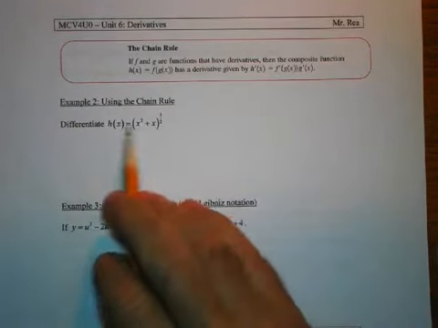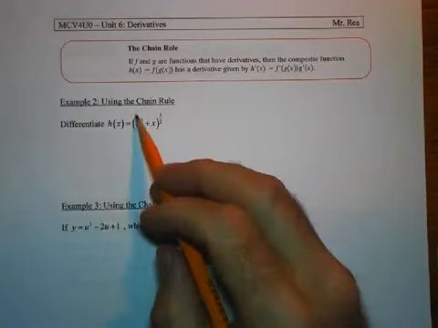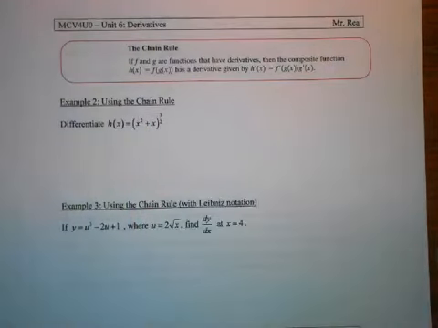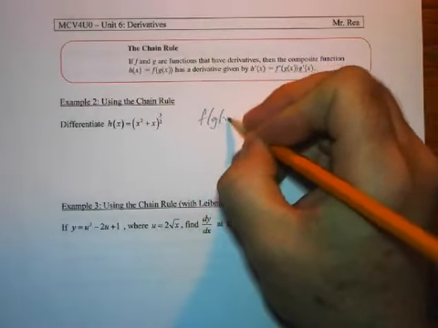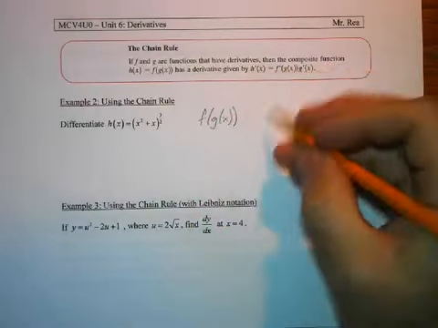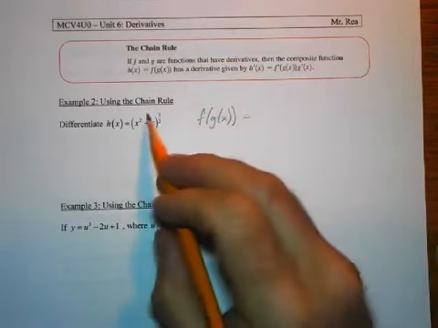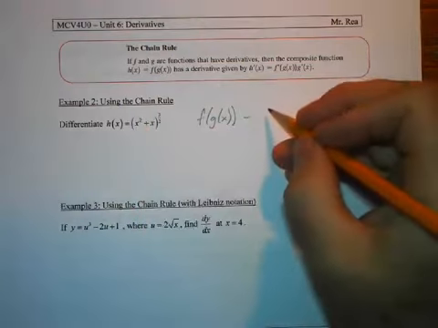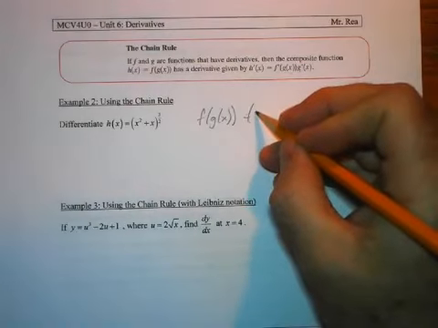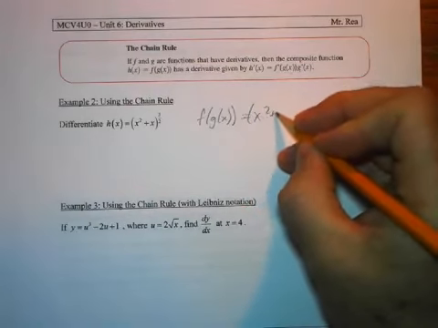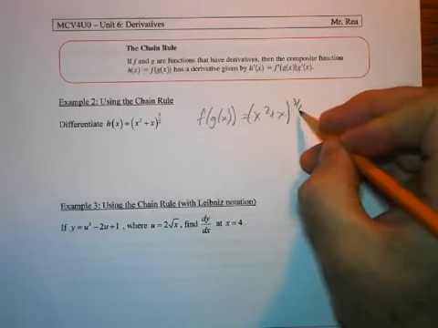Okay, so here we do have a function. You could think of this as f of g of x, where g of x is the inside function. Let's see, so we've got x squared plus x to the 3/2.